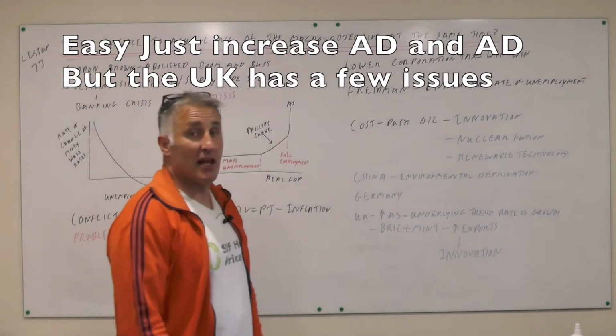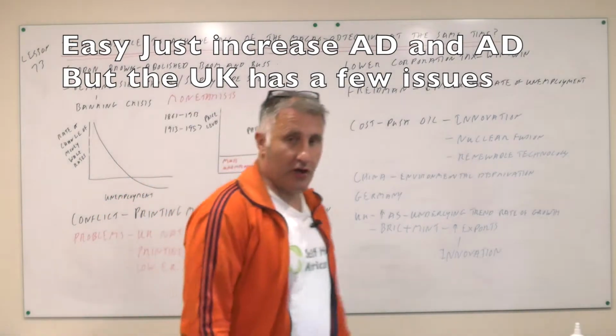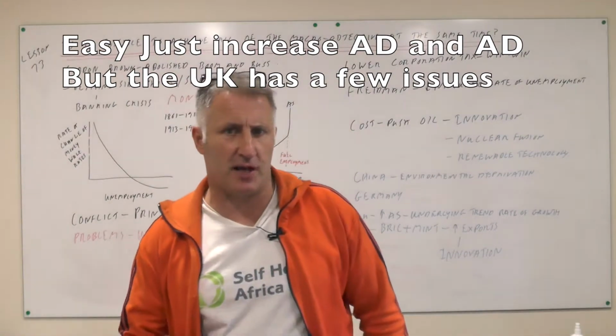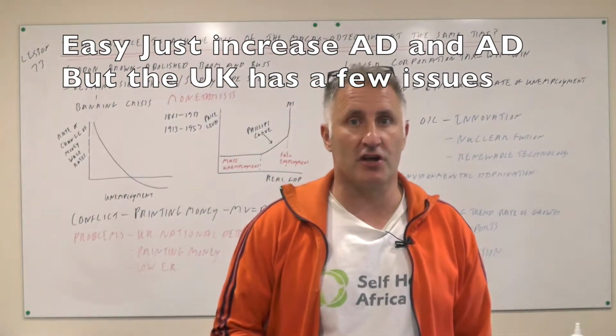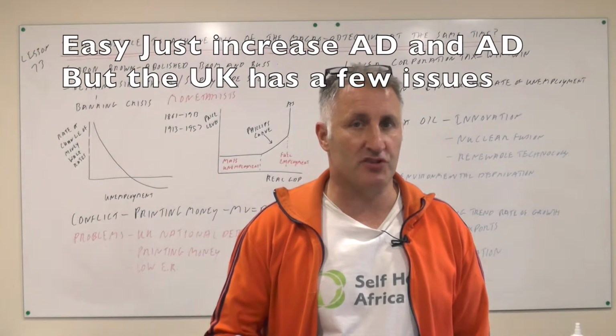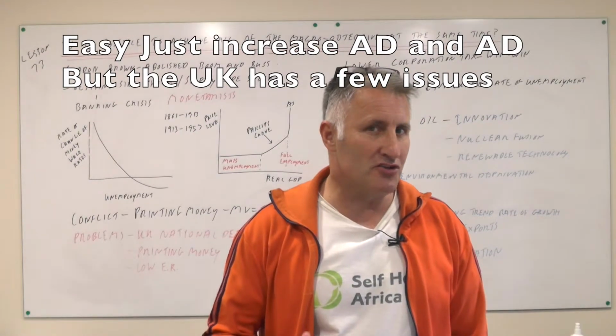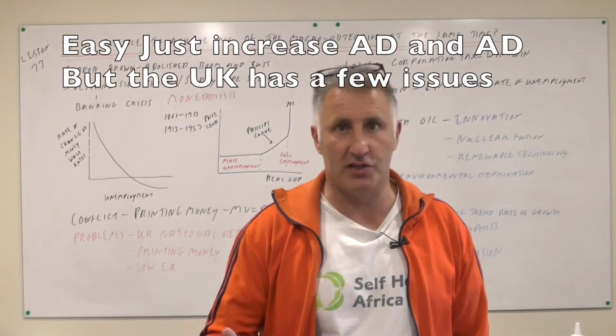Okay, this is lesson 73, and is it possible to achieve all the government's macro objectives at the same time? The macro objectives are full employment, price stability, economic growth and balance of payments equilibrium.